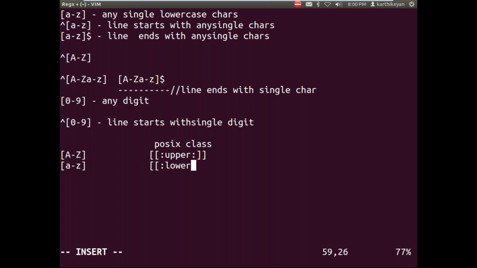Double open bracket, colon, followed by a closing colon. If you write alpha, that is the POSIX class equivalent of A to Z. If you write 0 to 9, it is called digit, numeric. And if I give a space, that is called space. So this is also equivalent to the space notation.